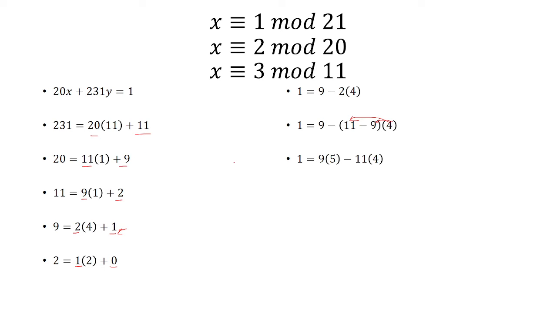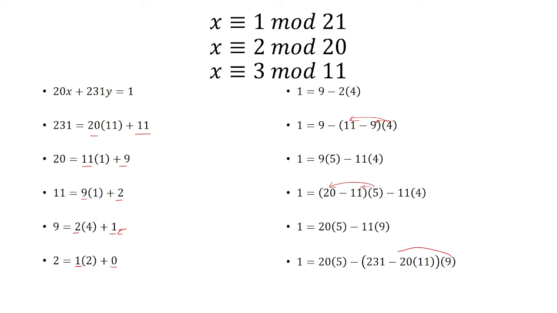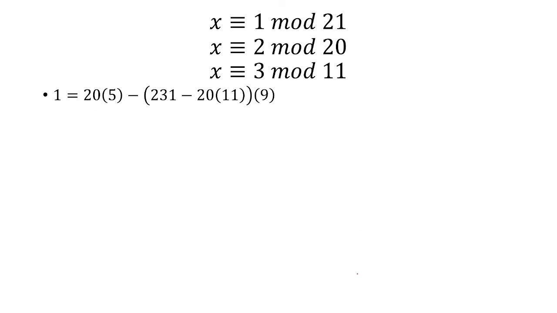Now 9 is 20 minus 11. So we distribute the 5 to both of these. 11 times 5 and then 11 times 4 will give us 11 times 9. And then 11 is just 231 minus 20 times 11. So this 9 distributes to both of these. We have 9 times 11 is 99. And then plus another factor of 5 here will be 104. So you have 20 times 104 minus 231 times 9. Means x is 104, y is negative 9.